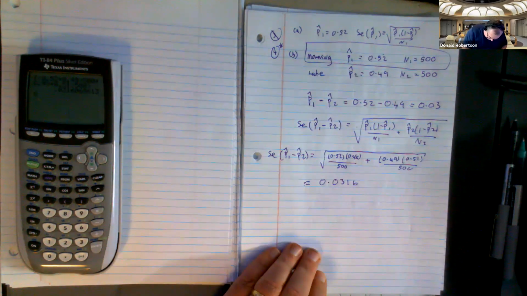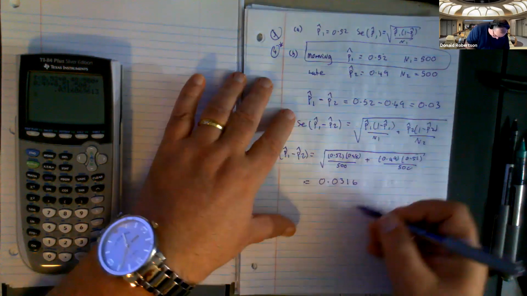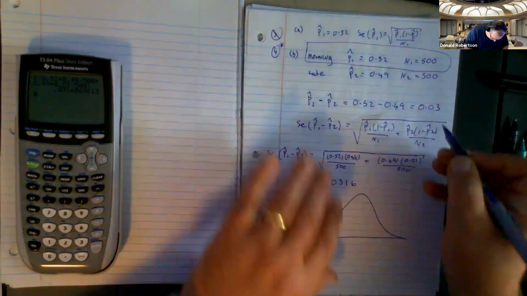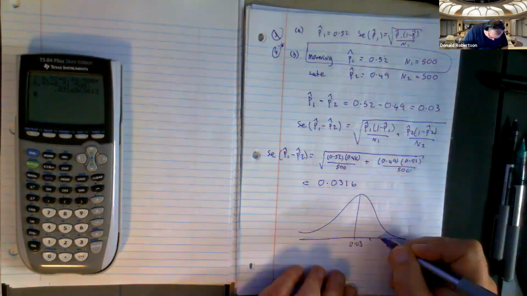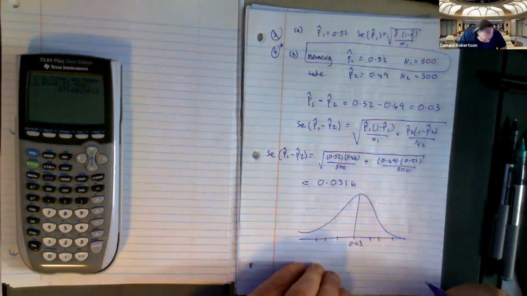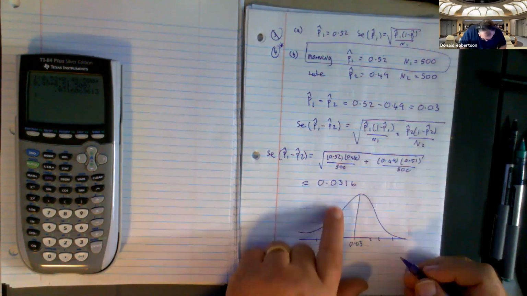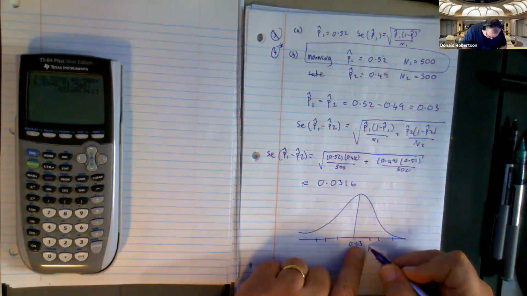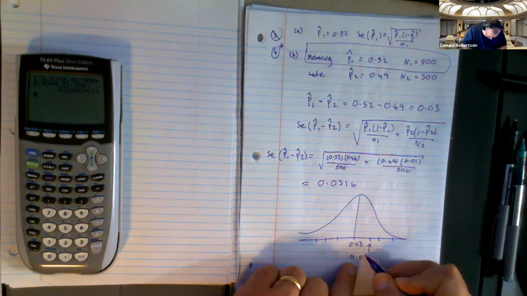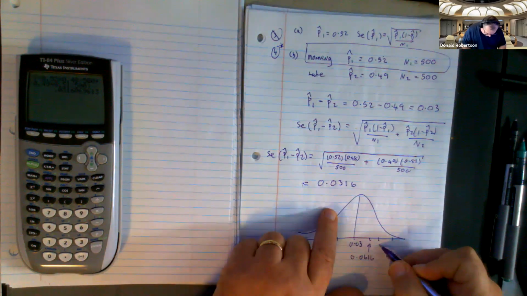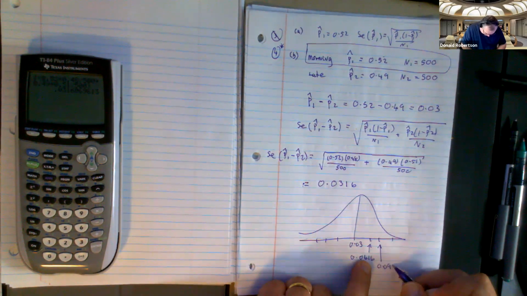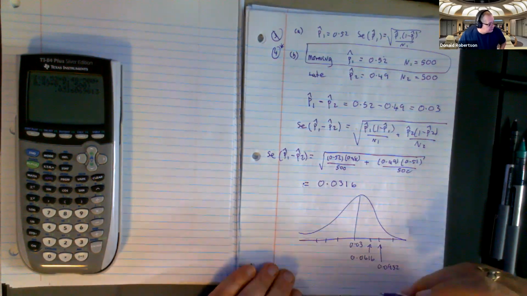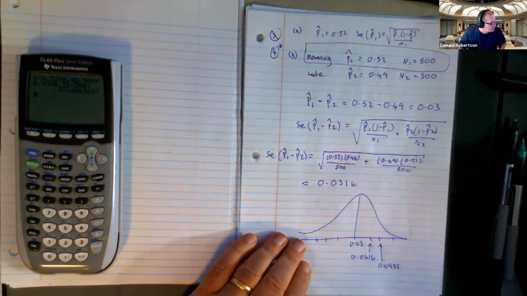And they have little pictures of it. I guess I should do a picture. The middle will be at 0.03, agreed? And then 1, 2, 3 standard deviations either side. So if we take this number and you keep adding it, this number here is 0.0616. This number here would be, yikes, 0.0932, and so on and so forth. Are we okay with that?